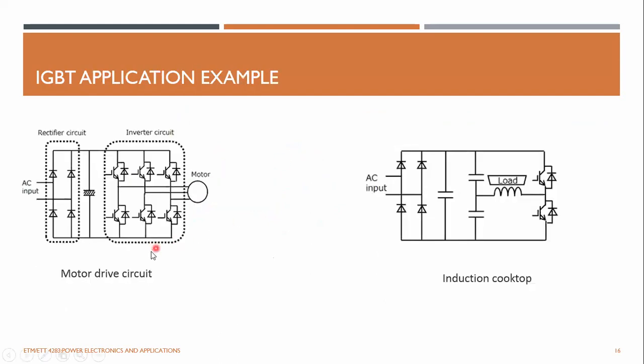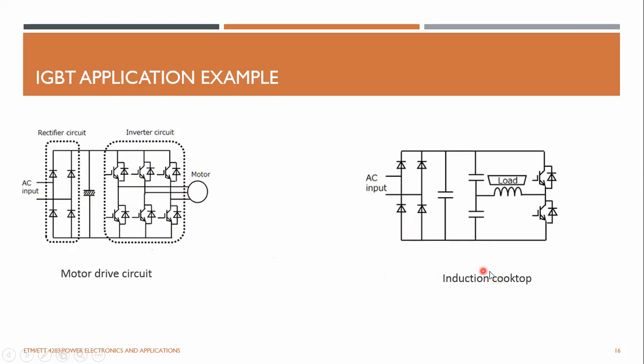So IGBTs are used in motor drivers as well as in induction heaters. Now this example is a 3-phase motor driver, which is driven by AC input. The AC voltage is rectified to DC, and this rectified DC voltage is then inverted to a 3-phase supply using IGBTs.